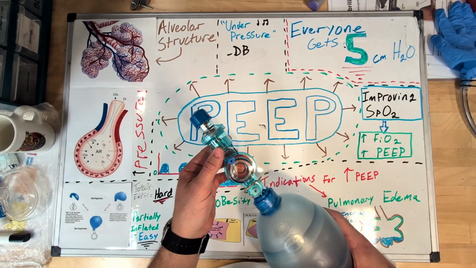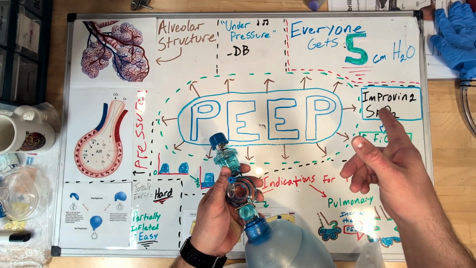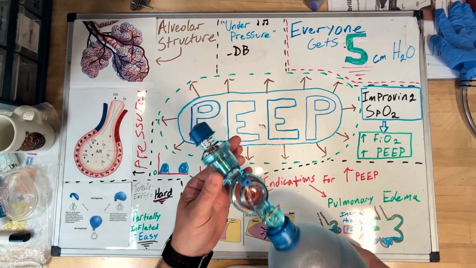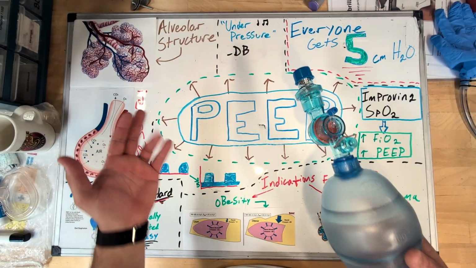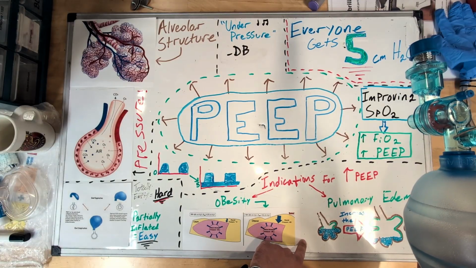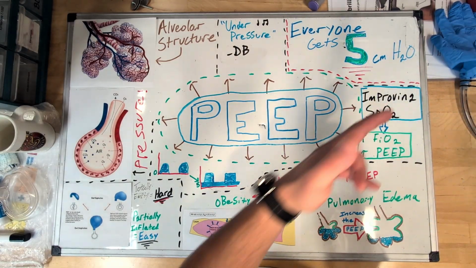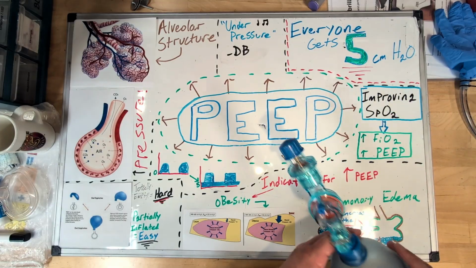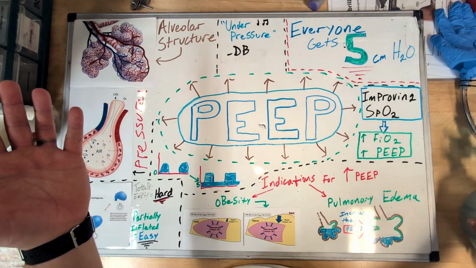anytime we're ventilating someone with a BVM, they get 5 centimeters of PEEP. That is to mimic physiologic PEEP. We can titrate up for conditions such as obesity and pulmonary edema as needed to improve oxygenation. Go forth and deliver PEEP.